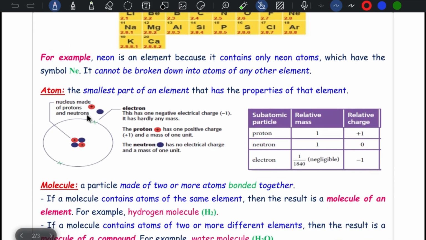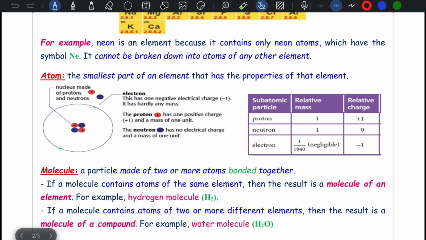When we talk about an atom, it is considered the smallest part of an element that has the properties of that element. You know that an atom consists of a nucleus, which is made of protons, positively charged, and neutrons, which are neutral in charge. Electrons surround the nucleus, have one negative electrical charge, -1, and hardly any mass. Remember that a proton has one positive charge, +1, and the mass of 1 unit, and the neutron has no electrical charge, and the mass also 1 unit.